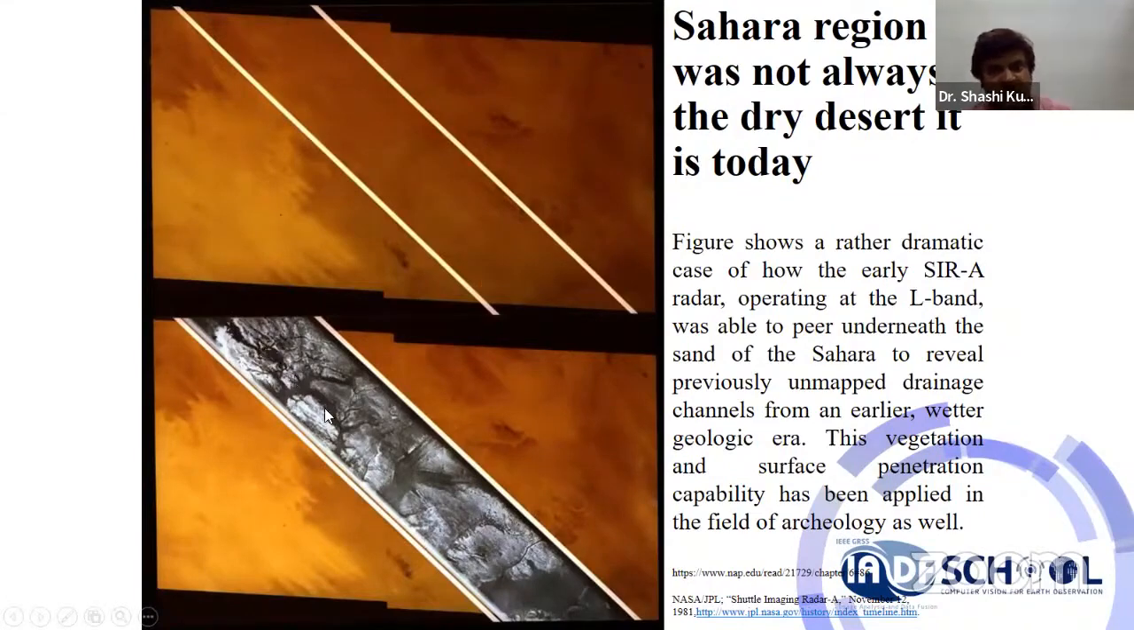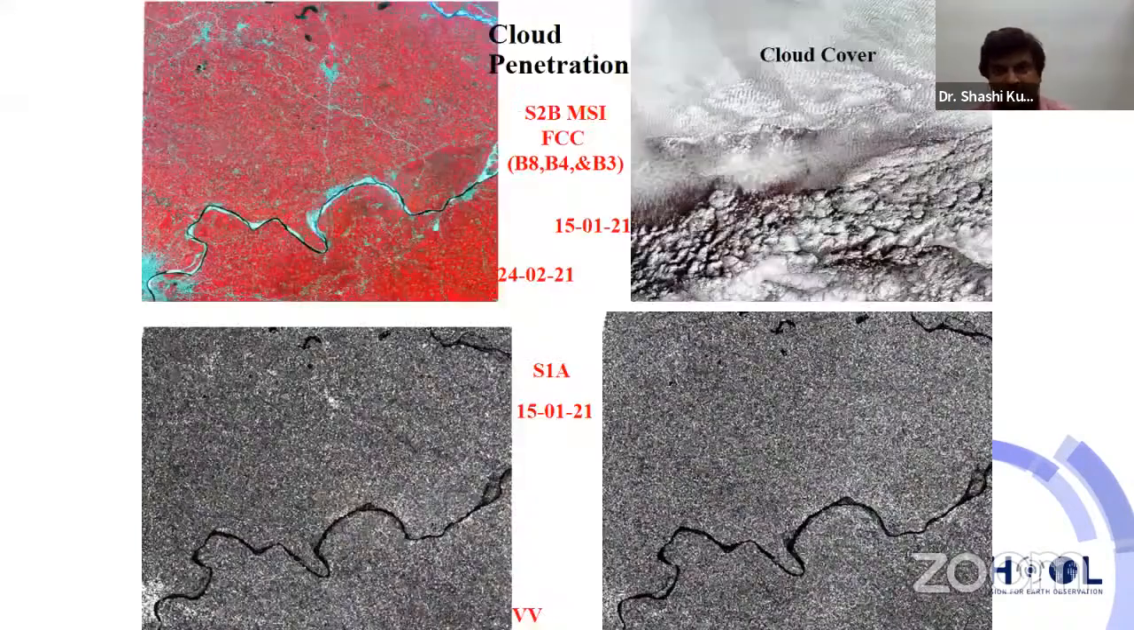But when the same area was imaged with the help of the synthetic aperture radar sensor, that was SIR-A, Shuttle Imaging Radar A in L band, it penetrated the top sand surface and interacted with the subsurface, and it provided the paleo channel information. So it is saying that the Sahara desert, which is currently a desert, was not a desert in the past. The paleo channels are saying that several hundred years ago there was a river channel and water was also there. So these kinds of information could be read.